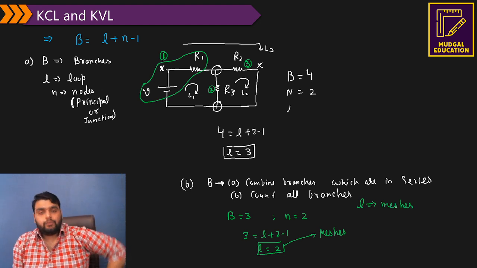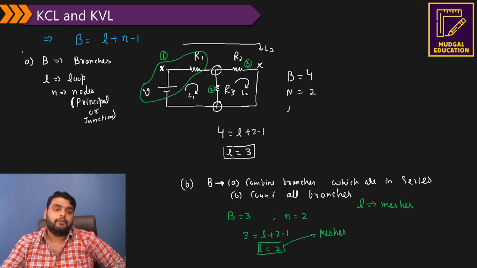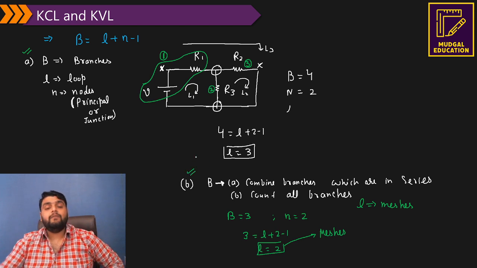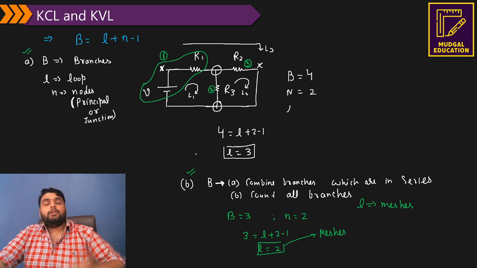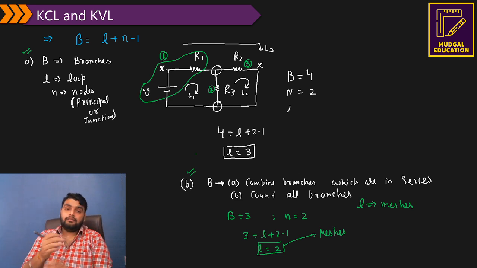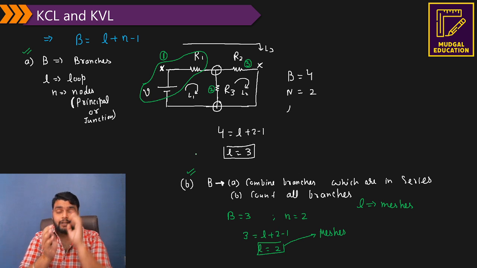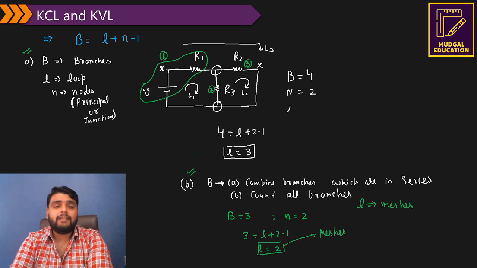So there are two ways to use this formula. Either use the first way, in which you are calculating all the branches or counting all the branches, or the second way, where you are combining those branches through which the current is the same, or I can say they are connected in series. And by using this particular funda, the loops here are actually the meshes.